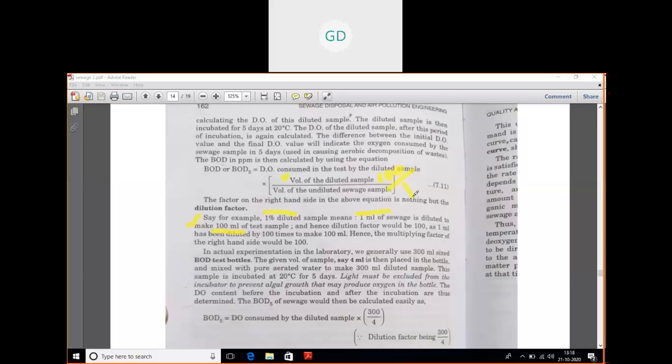So what will be the dilution factor? It will be 100. So like this, some numericals are there. Let us see one of the numericals, then it will be more clear to you.